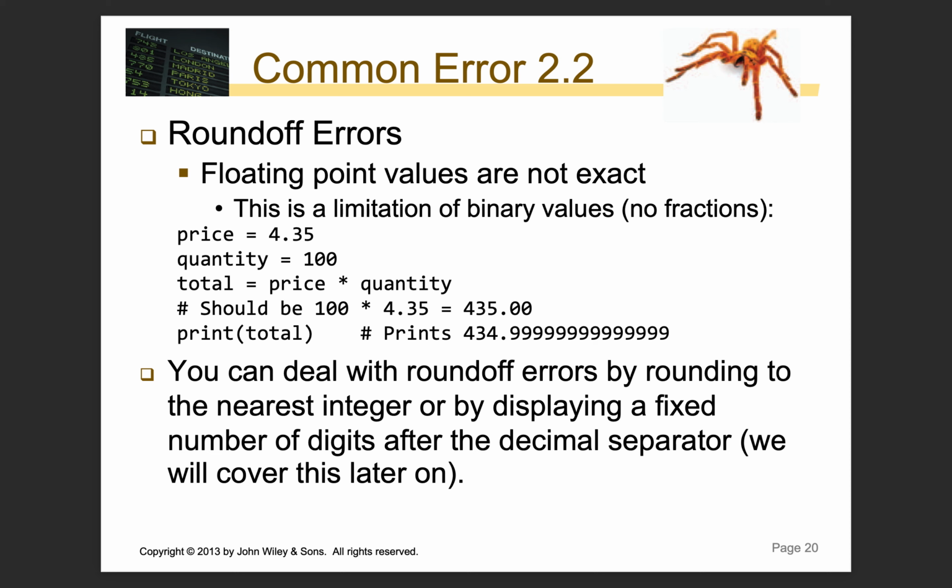So something like price equals 4.35, quantity equals 100, total equals price times quantity. So we're going to do 4.35 times 100. That should be 435. But actually, the value computed by Python is 434.999999999, and so on. You can deal with round-off errors by rounding to the nearest integer, or by displaying a fixed number of digits after the decimal separator. And we'll look at that in a later session.